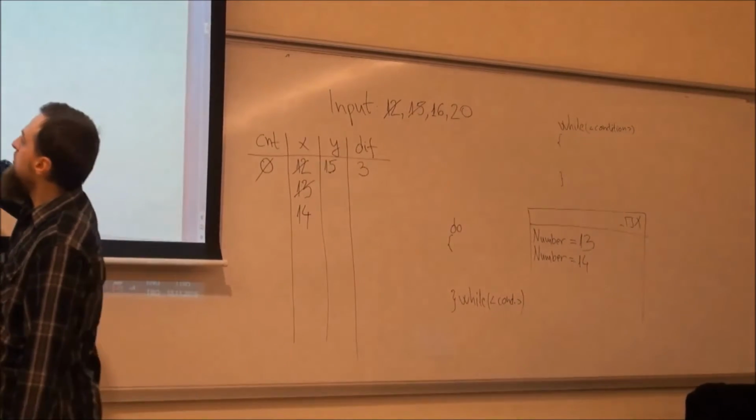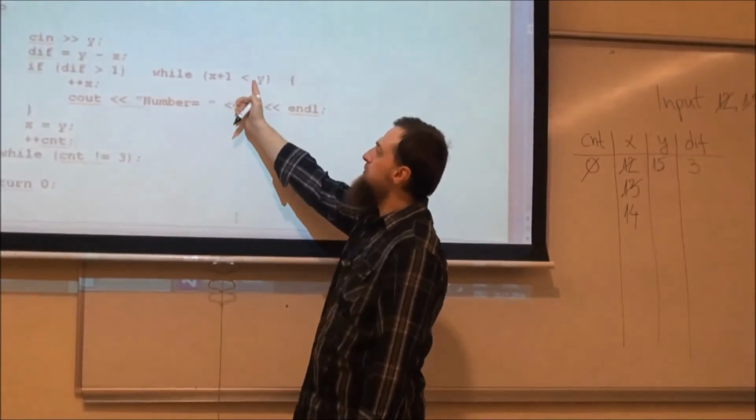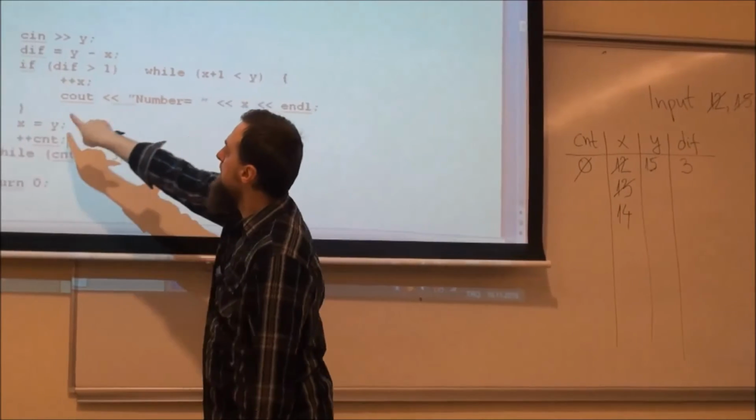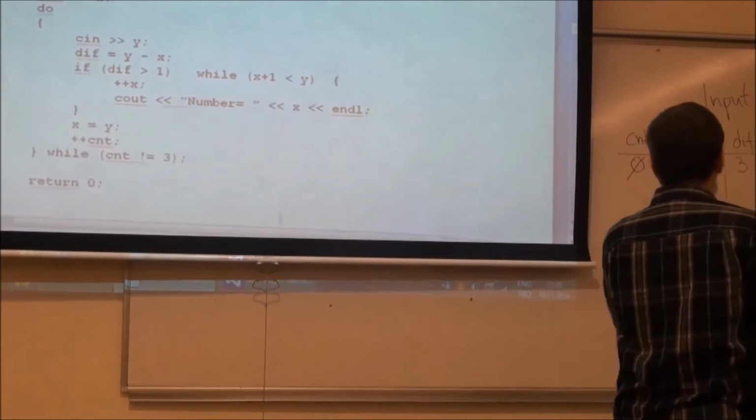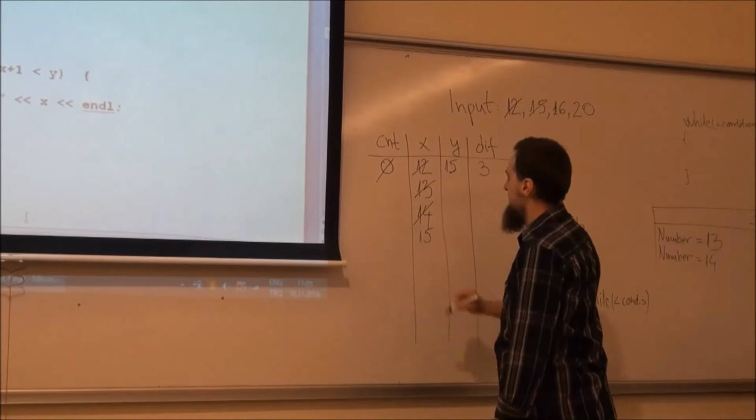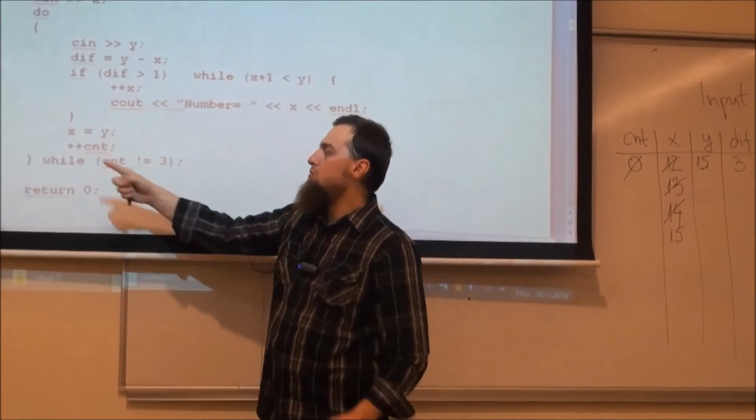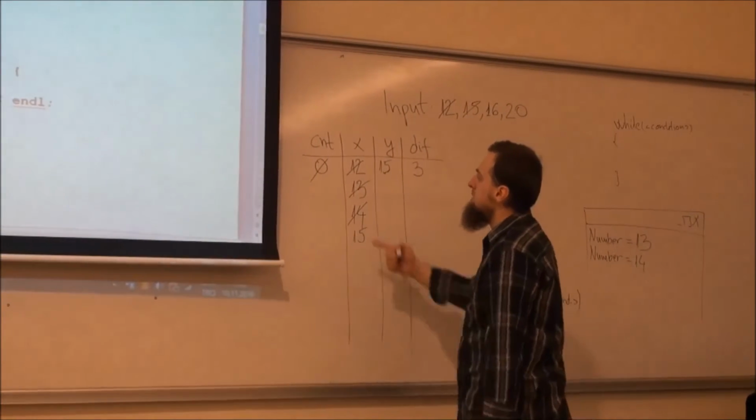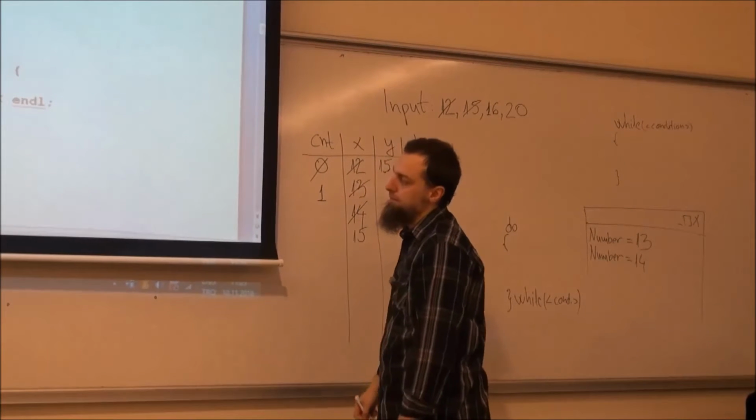Now again, we're checking this while loop. X plus 1, x is 14, plus 1, 15. Is 15 smaller than 15, since y is? No, it's not. That's why we skip this block, we go here, and we say x is equal to y. Let's see what's y. Y is 15. So x is going to be 15 now. Okay? Then we are incrementing the counter by 1. Plus plus counter. Counter is 0 for the time being. We increment it by 1, it becomes 1.